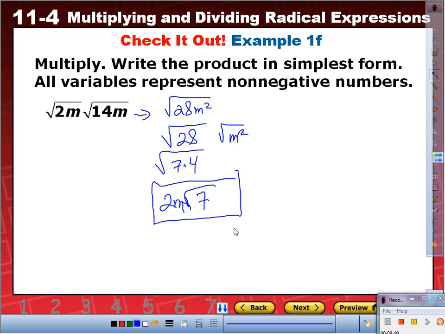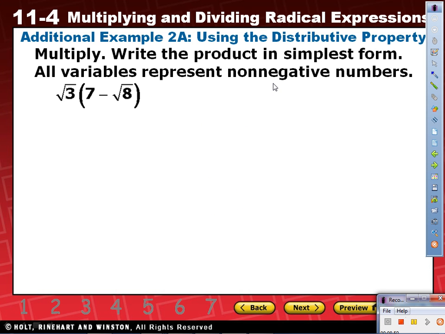What are you doing? Okay, copy this one down, please. Example 2a. Multiply square root of 3 times 7 minus square root of 8, close parentheses. Just copy it. I'm going to go over this one really quick.